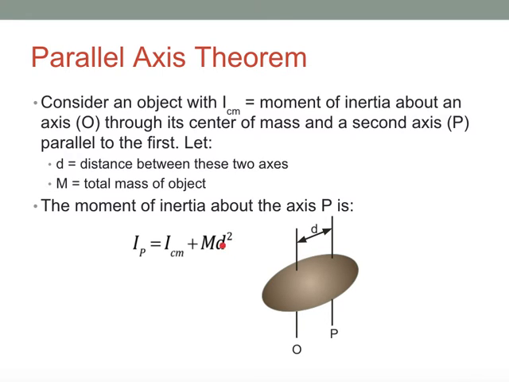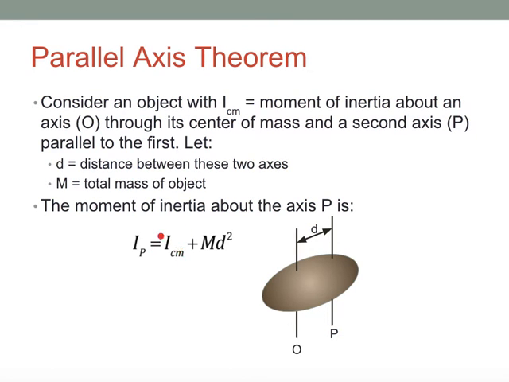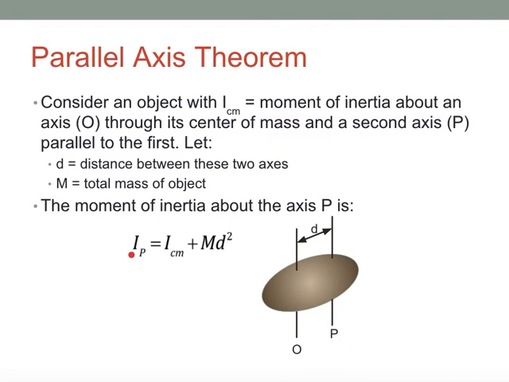I'm not going to prove this, but this turns out to be a very useful formula to calculate a moment of inertia, because typically the center of mass has some symmetries, so often it's easier to calculate the moment of inertia about a center of mass. Then we can calculate its moment of inertia about any other axis, just so long as they're parallel.